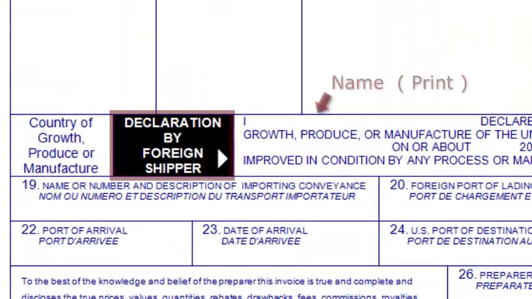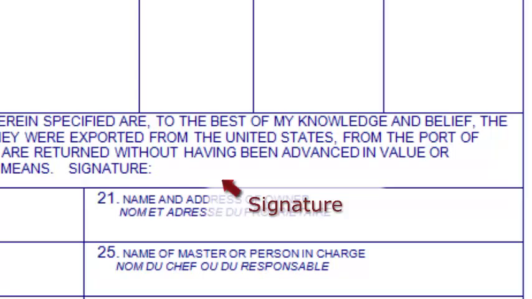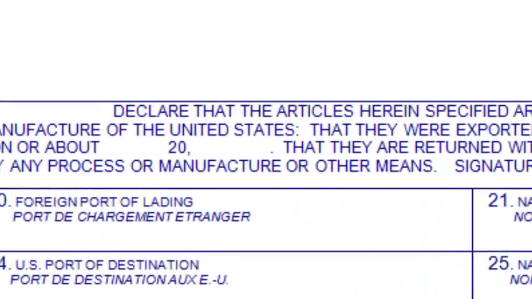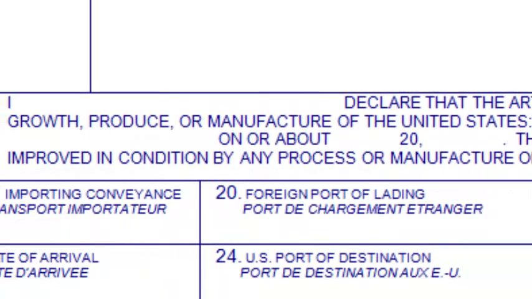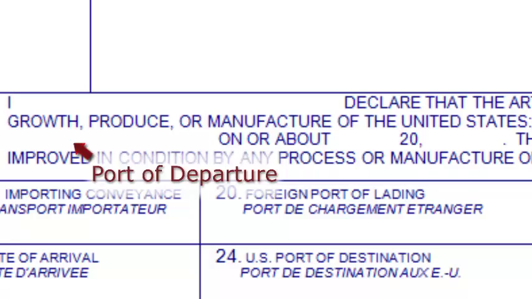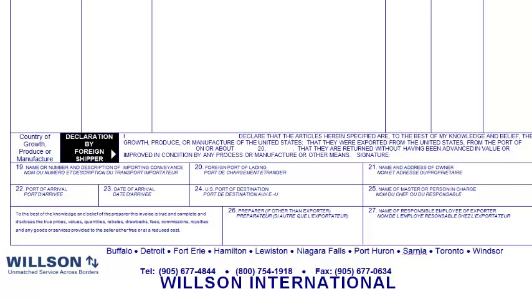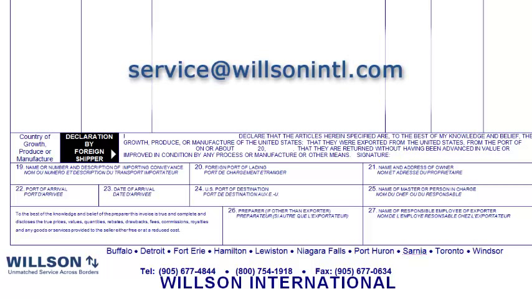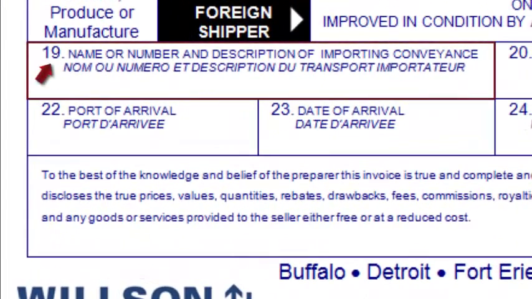If applicable, the declaration by foreign shipper must be filled out correctly with the name and the signature of the responsible person, the date of departure, and the name of the port of departure. If you believe your shipment requires a license or license exception and is valued at more than 2,500 American dollars, then contact service@wilsonintl.com.